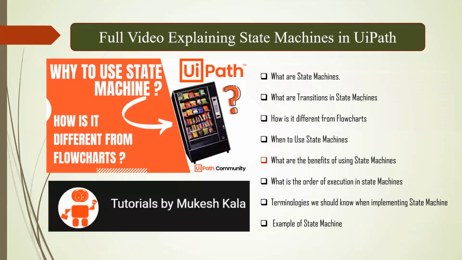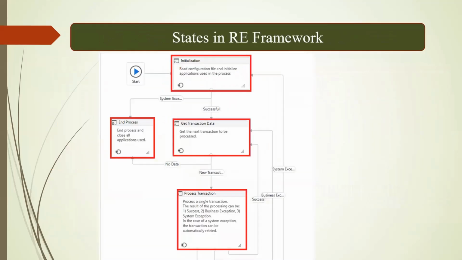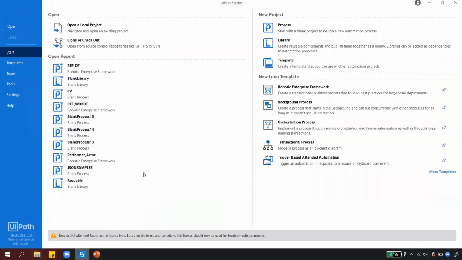Now, I have a full video explaining this state machine in detail. You can also refer to that. Now this is how an RE framework looks. It has four states: init, get transaction data, process transaction, and end process. Your problem is how, as a developer, I would know where exactly I should put what. Let us see how this works. Let me go back to my UiPath Studio.